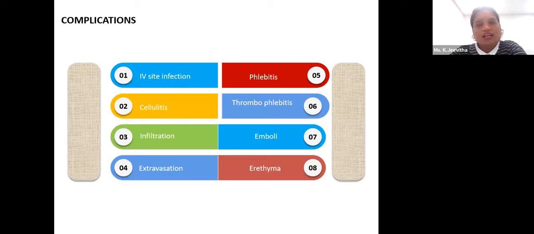So complication could be IV site infection. If you do not follow the sterile precautions or hand washing, ultimately it will cause infection, cellulitis, infiltration.